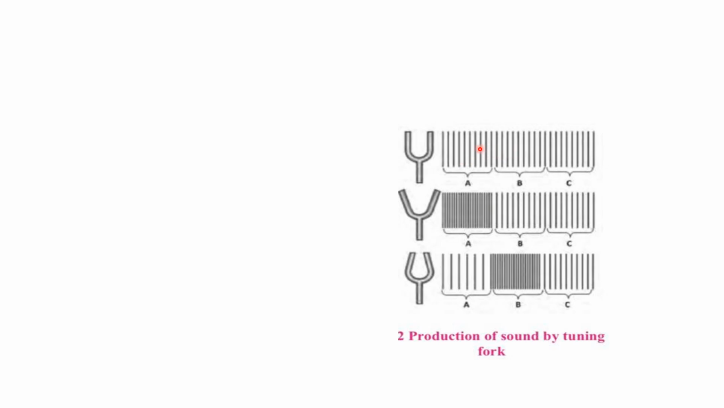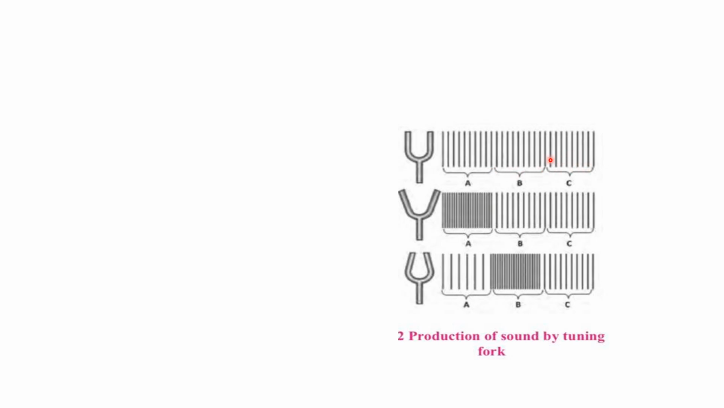Here the vertical lines are equally spaced. It indicates that the average distance between the air molecules is the same everywhere and the average air pressure in the three regions A, B, C is also the same.